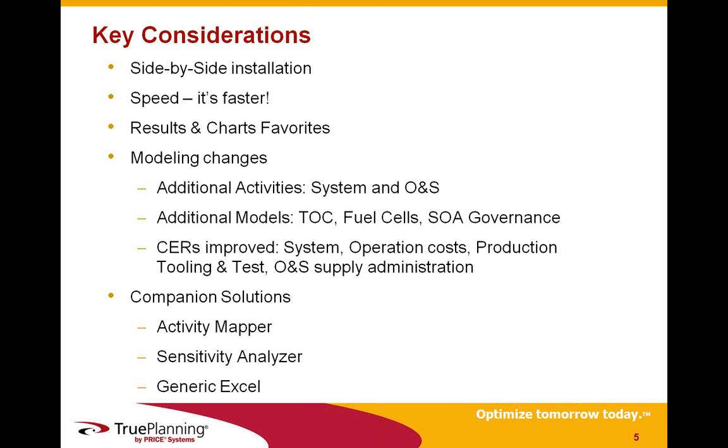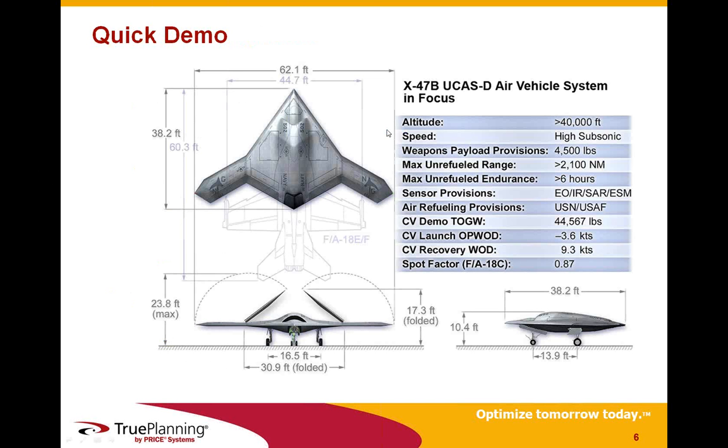We've changed the operation CER. We actually found a bug in the production tooling and test cost estimating relationships when you do production phased over time, and we repaired that. And we've added the supply administration activities and the cost for those. And several companion solutions, including a solution to map the TruePlanning activities to your cost element structure, a solution to look at the sensitivity of an input parameter in a project, and a generic Excel solution similar to the one that we have for PRICE H.